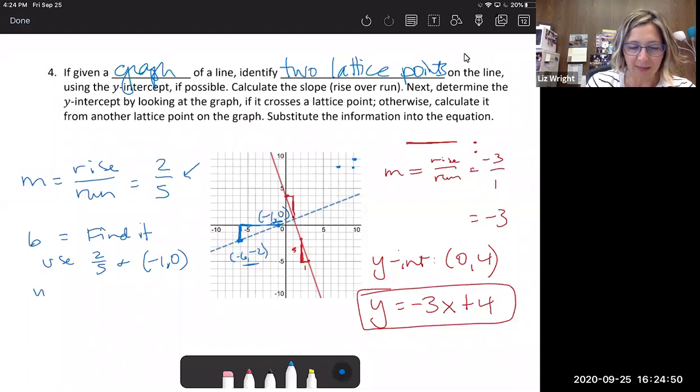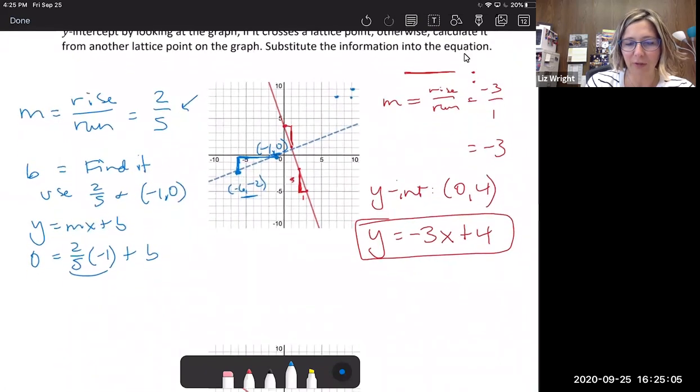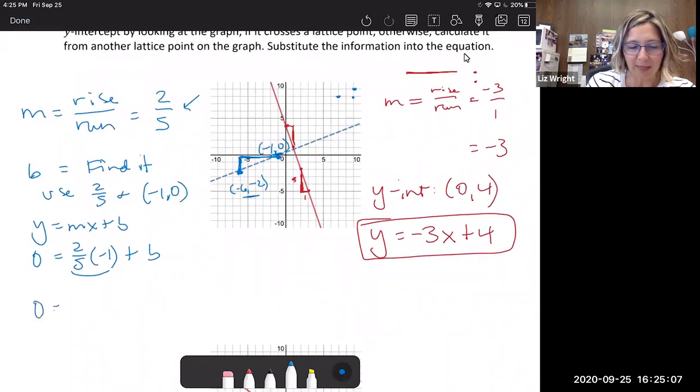Then again, you're plugging in the information. So it's going to be 0 = 2/5 times -1 plus b. This here is going to end up being -2/5 because you're multiplying those two together. And so when you've got that, you've got -2/5 plus b. Now we're ready to add that 2/5 over.